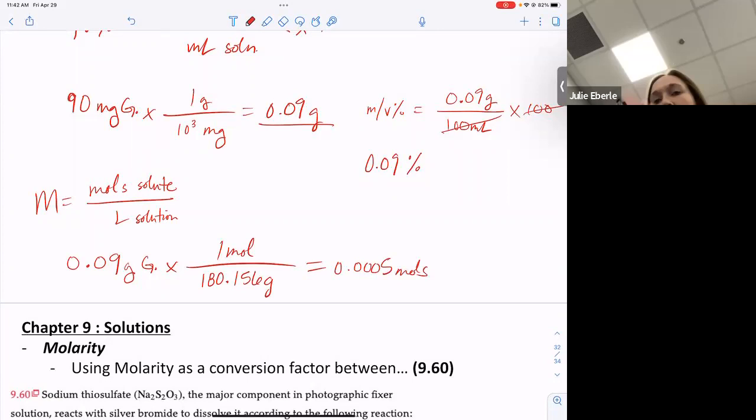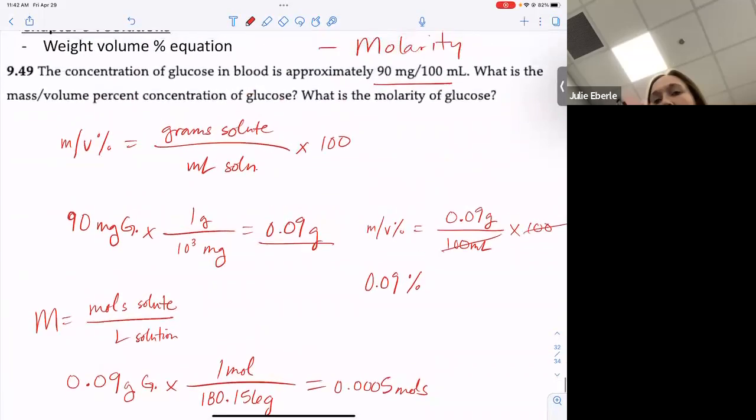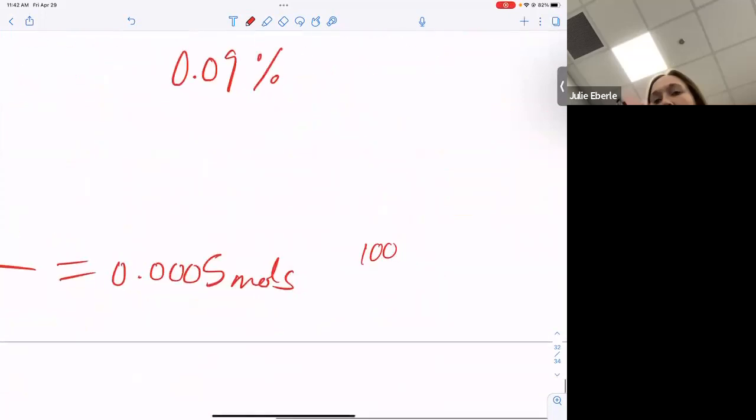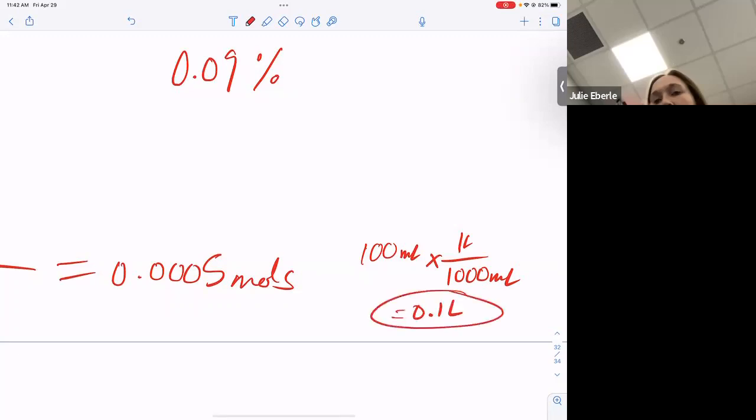Okay. And then we need to know liters of solution. Well, all we know about the solution is that we've got 100 milliliters. This is the amount in 100 milliliters. So we need to convert that to liters. And then we just do moles divided by liters, right? So 100 milliliters divided by 1,000, we should get 0.1 liters, okay? So the volume is 0.1 liters.